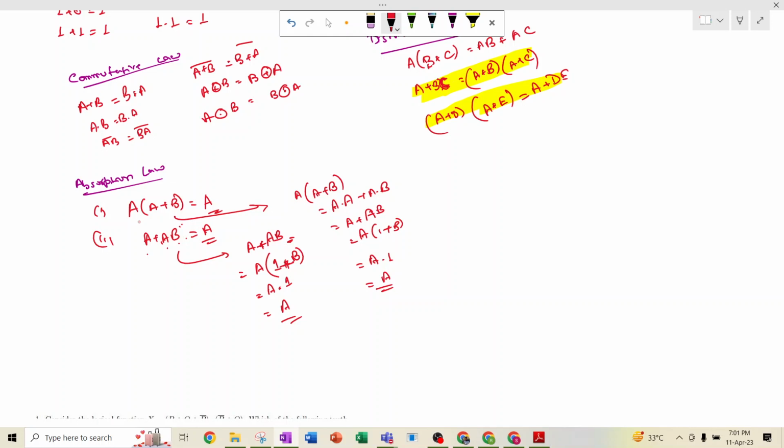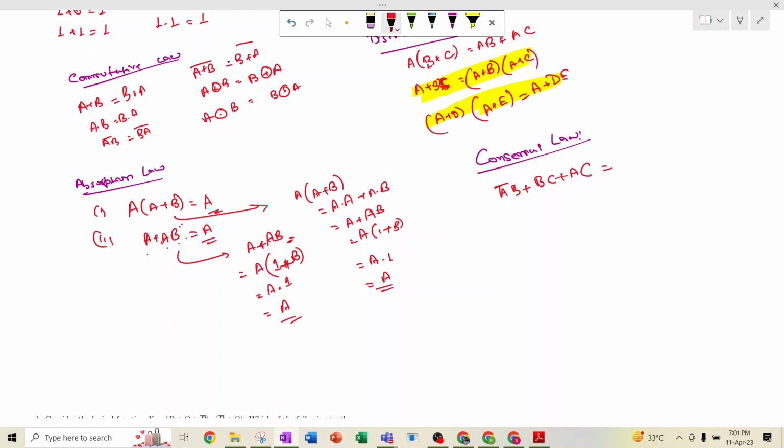The next thing I will discuss is the consensus law. What do you mean by consensus law? It is also a very important law. The consensus law says that suppose there is A bar B plus BC plus AC bar. See the things correctly: A bar B plus BC plus AC bar.